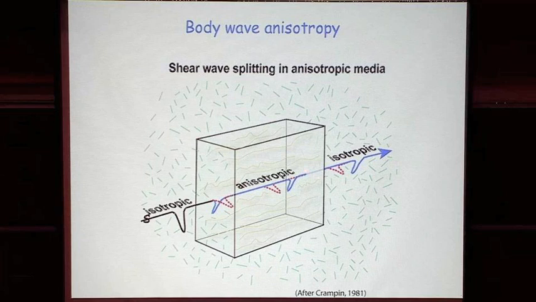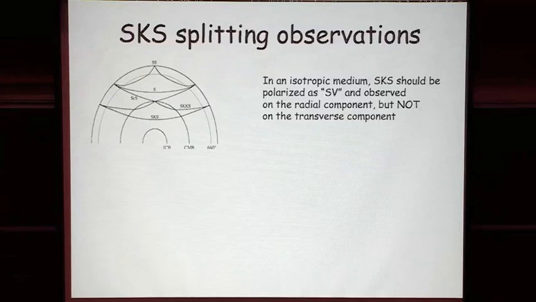So now SKS is an ideal wave, or a really convenient wave to use for measuring splitting due to anisotropy. Other waves are also used, but SKS has the particularity that it goes as a P wave in the core. So as it comes out of the core, it is polarized as SV. Right? We discussed this. Ed discussed this previously.